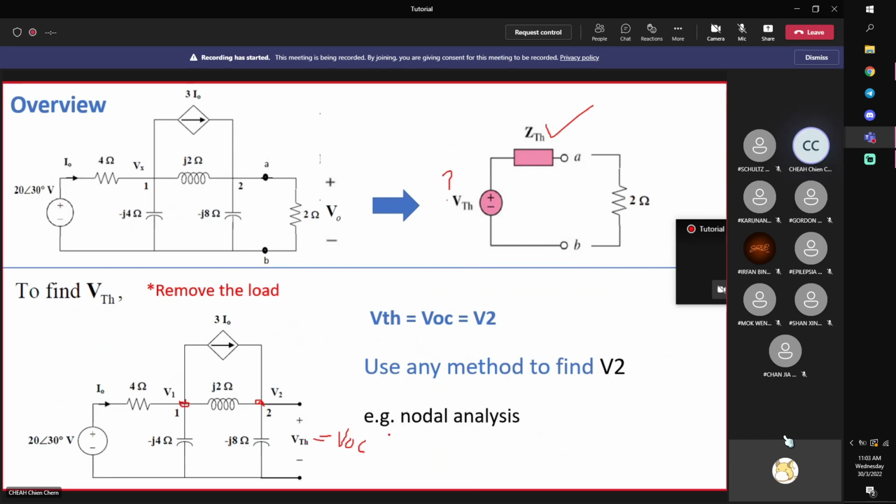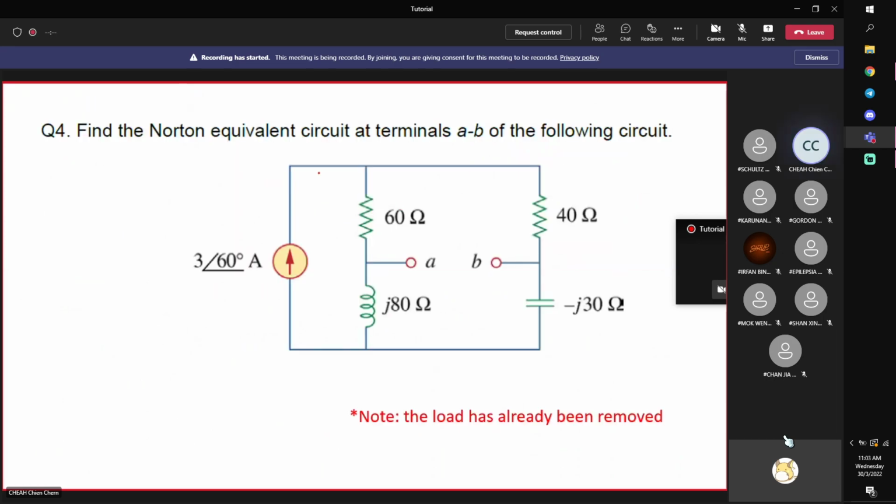So this is what we have done, right? You can see that in some cases the method is not specified, so you're free to use any method, but choose the one which is easier for you. Any questions? Okay, if not, let's move on.